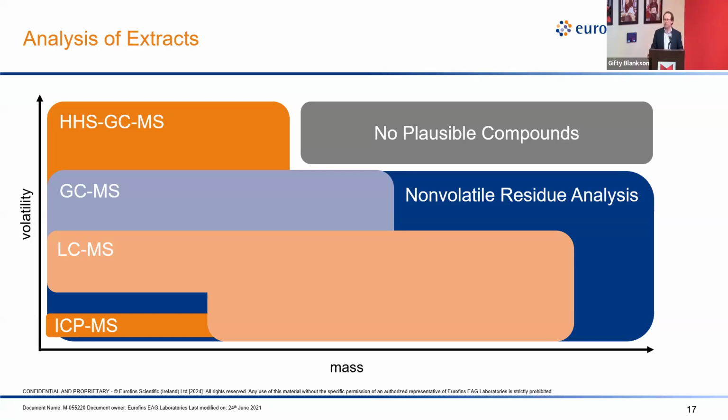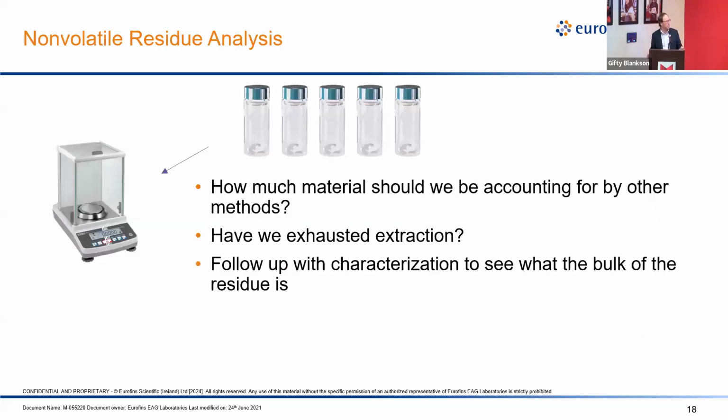You can always come up with some sort of exception, right? Like I'm thinking of ferrocene, kind of improbable that it would fly, but it does. But you wouldn't see that in a medical device. So we don't have to worry too much about that section. So non-volatile residue analysis. How much material should we be accounting for by other methods, right? So all we did was we just dry it down and we just weigh it.